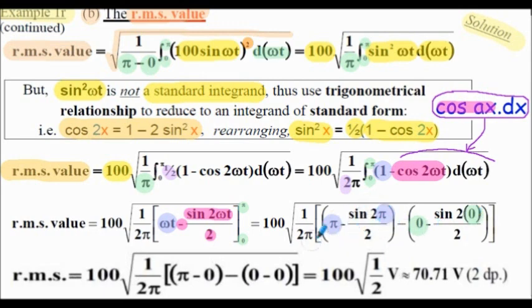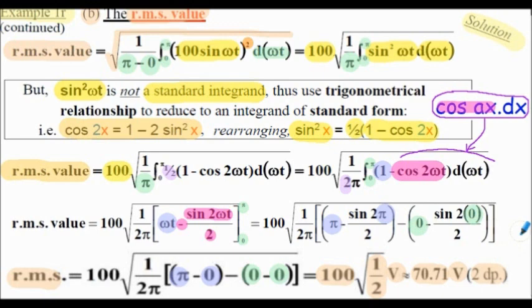Evaluating this first bracket here, I have pi minus 0. Note the sine of 2 pi is 0, sine of 360 degrees. And from the second bracket here, I have 0 minus, and sine of 0 is 0. So my final answer for r.m.s is 100 multiplied by the square root of 1 upon 2. Notice how this pi cancels with this pi to leave the half, 1 upon 2. Of course, the unit is the volt. And that's approximately equal to 70.71 volts to 2 decimal places.